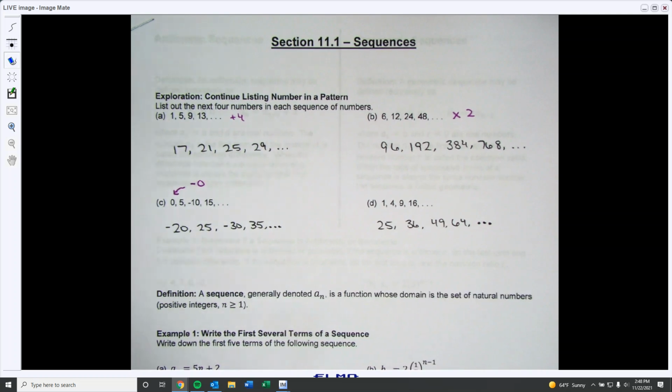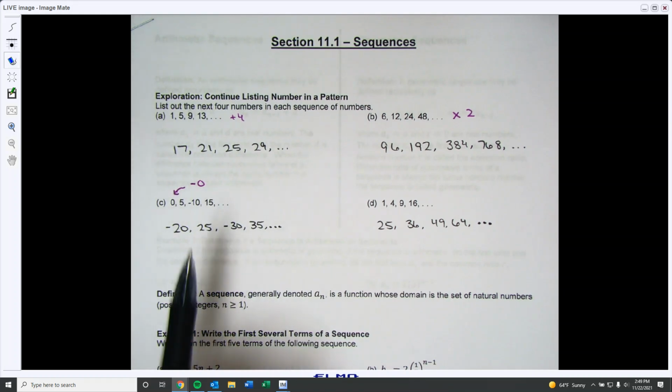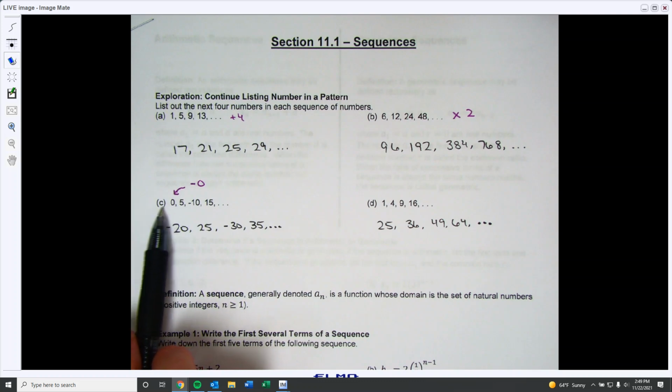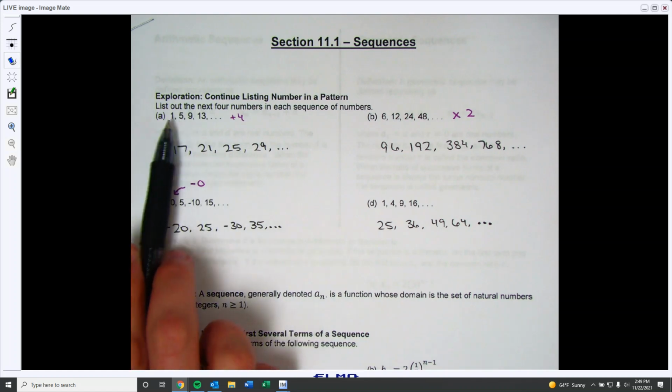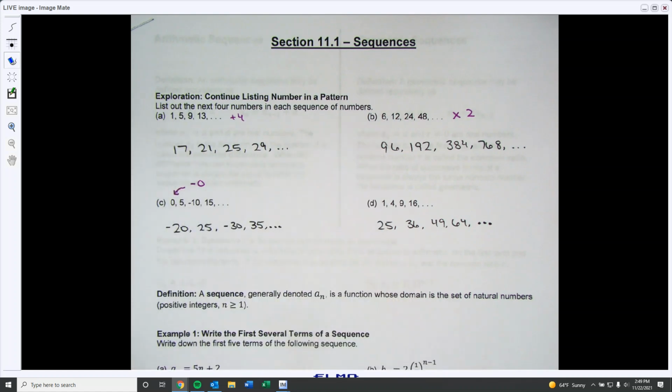Okay, so that's basically sequences. A list of numbers that follow a pattern. Now, a couple of things that you need to keep in mind. First off, they have a definite start. If you notice, I don't have the ellipses or the dot, dot, dots going to the left. So I'm not going forever to the left side. I'm only going forever from a starting value. Each one had a definite start.